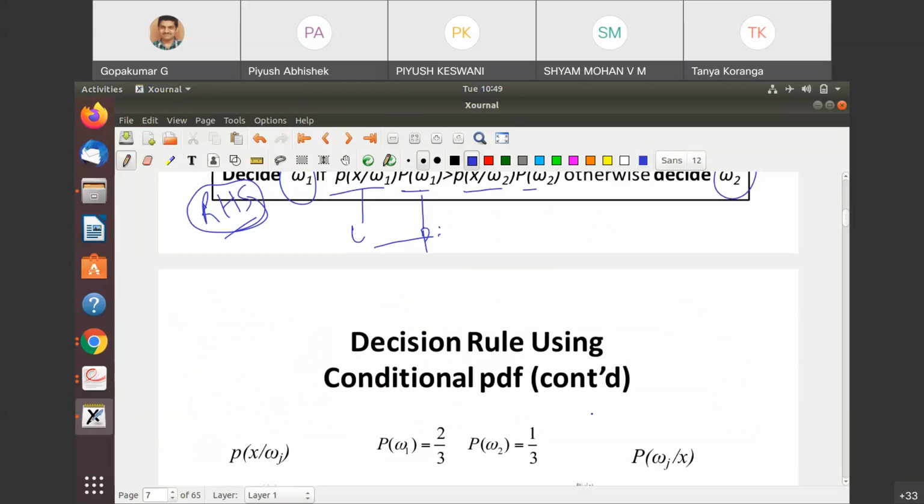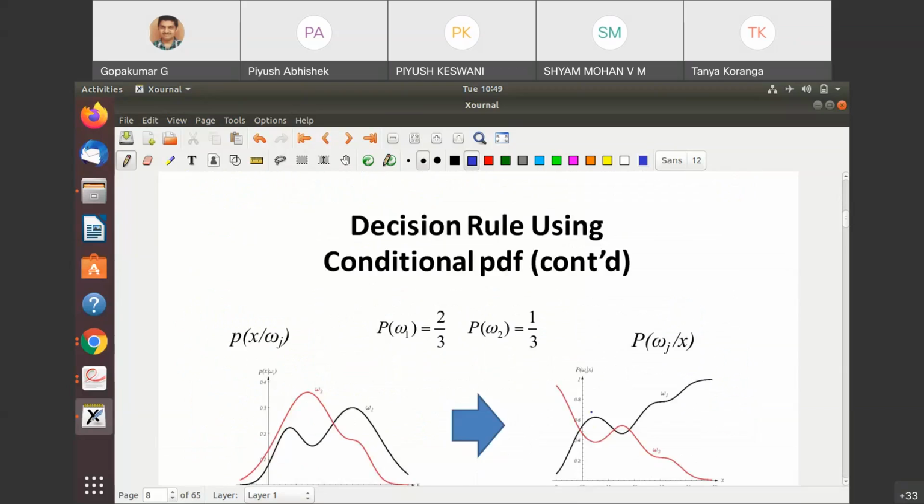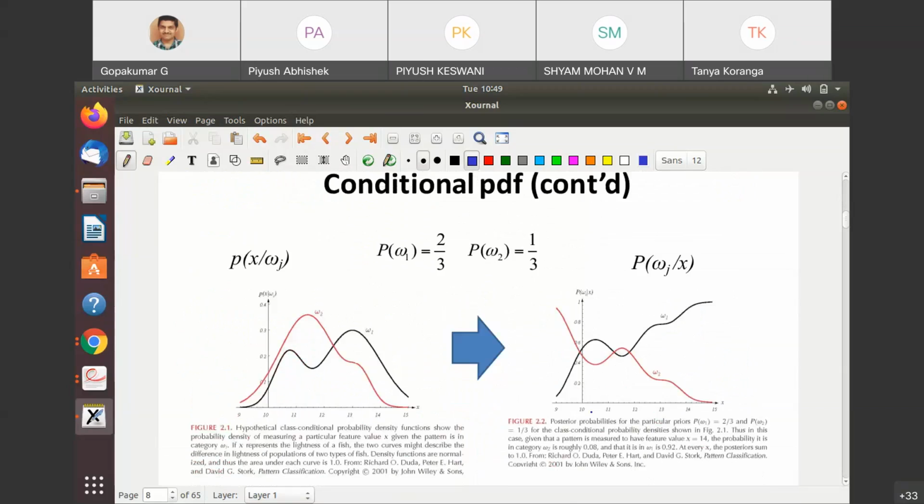Earlier we have seen a plot of the probability of X given Wj. That is the class conditional plot we have already seen.